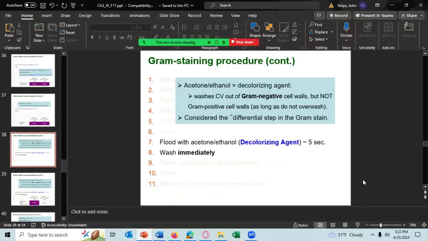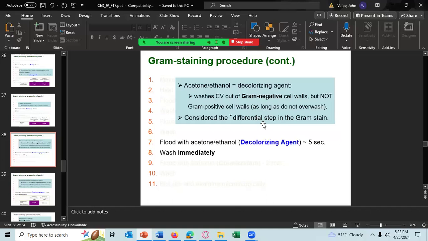You then apply the decolorizing agent. There are several decolorizing agents in this slide, and the decolorizing agent that we use in the microbiology lab the most is acetone ethanol. It washes the crystal violet iodine complex out of the gram-negative cells, but not out of the gram-positive cells, as long as you do not over-decolorize. It is considered the differential step in the gram stain because the gram-positive cells will stain differentially from the gram-negative cells after you apply the decolorizing agent. Any question about that?